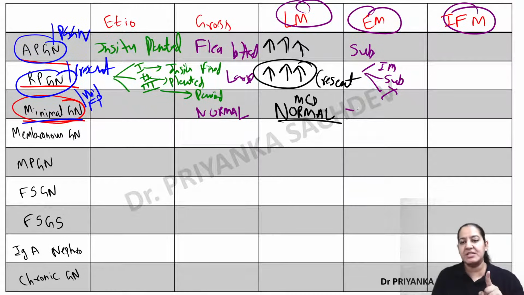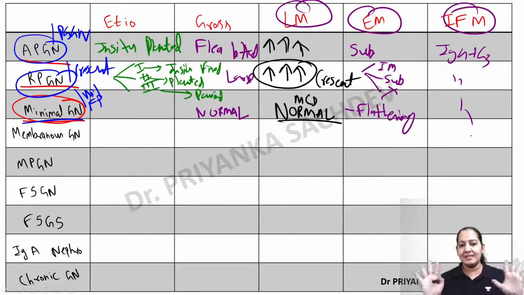In minimal change disease, it is flattening which is seen. Flattening of the foot processes, we already know the meaning. Immunofluorescence, the composition is same everywhere, IgG plus C3, so I'm not repeating that. So that is the summary till now.